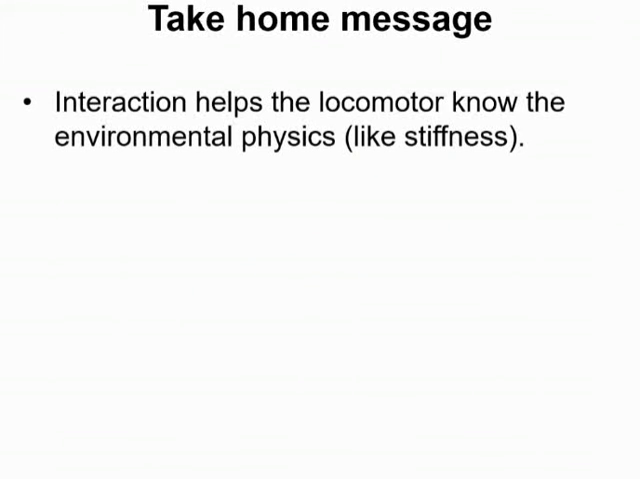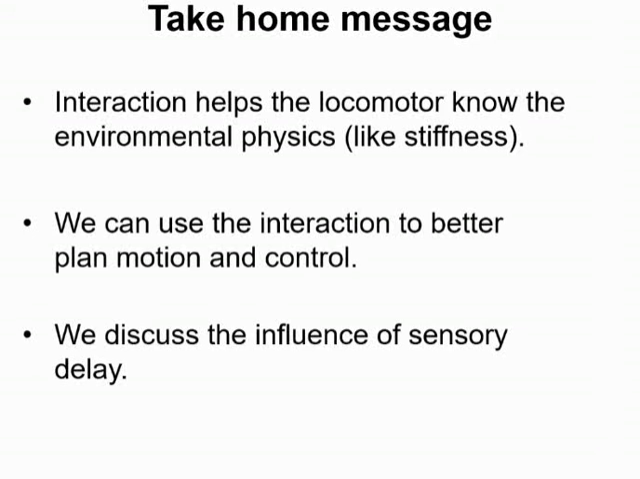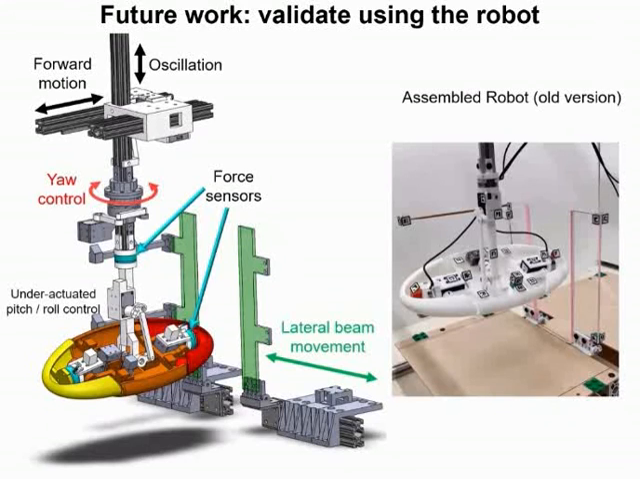Here is a summary. First, we show the physical interaction helps the locomotor know the environmental physics like stiffness. And we also use a simple model system to demonstrate that we can use interaction to better plan motion and control. Finally, we discuss the influence of sensory delay in beam traversal. Next step, we'll use a robot to validate the above method and further explore this systematically with the robot and the model. My lab mate Yaqing will talk about this robot design in the next talk.